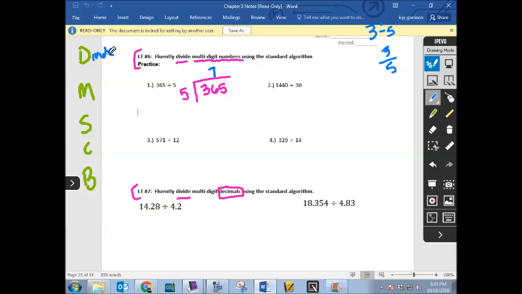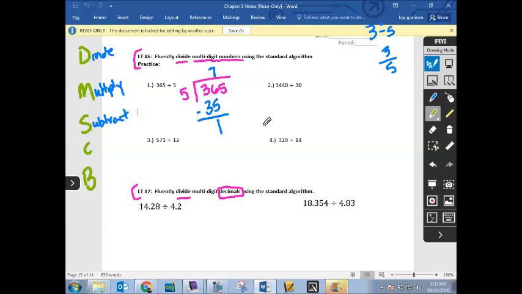So that's the divide step. Now we're on to the multiply step. So we're going to take this and multiply it around. 7 times 5 is 35. Now we're on the subtract step. So we're going to subtract 36 minus 35. And that's going to give us 1.